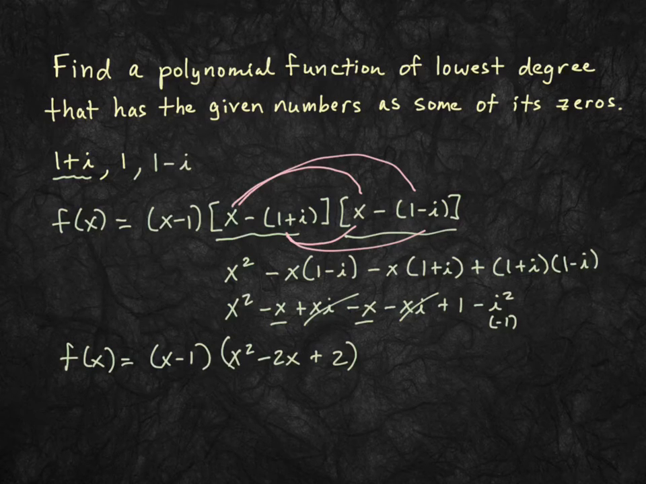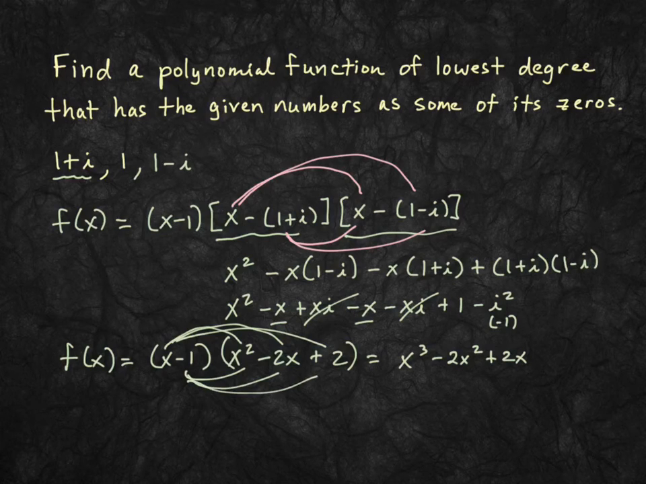And so let's go ahead and do that. So the first thing I'm going to do is distribute the x here. I'm going to get x cubed minus 2x squared plus 2x. And then I'm going to distribute the negative 1. And so I'll get a minus, well, let's see, it's negative 1 times x squared, so minus x squared. Negative 1 times negative 2x is a plus 2x. And negative 1 times 2 is a minus 2.